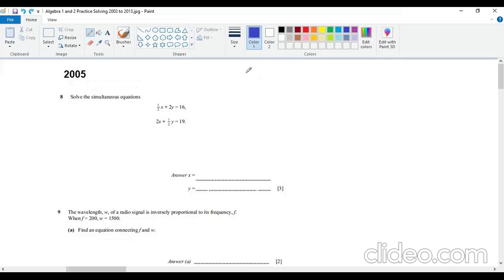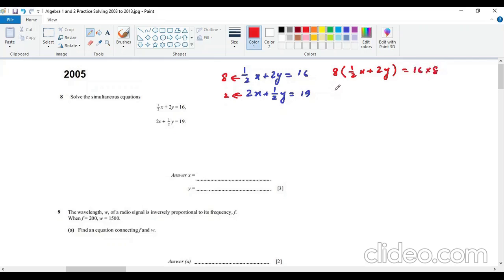Now, the question says it is half of x plus 2y equals 16, and 2x plus half of y equals 19. So, how can I make x equal? I should multiply this whole equation by 8 and this whole equation by 2 to make this x as 4. So when I multiply the whole equation by 8, it's going to be looking something like this. And 8 times 16 is going to give us, let's multiply later. And in here, I multiply this equation by 2.